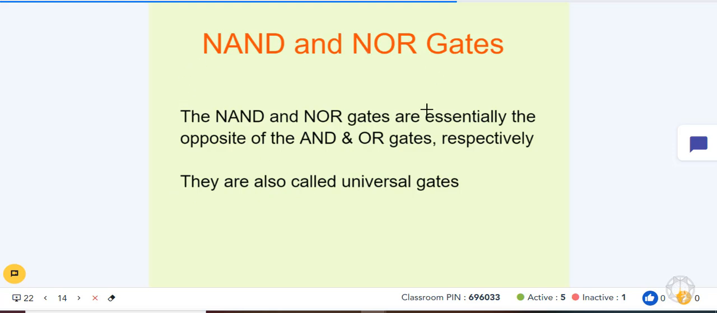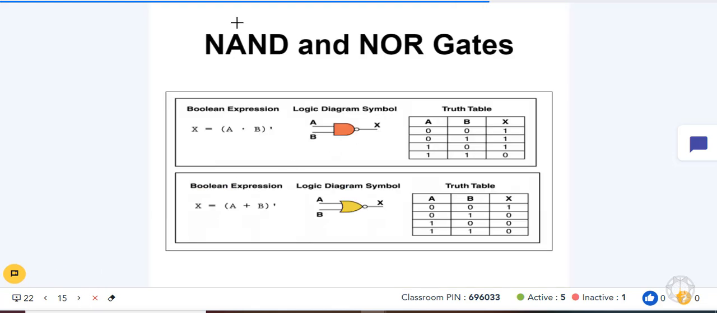In this diagram, you can see the Boolean expression, truth table and logical diagram for the NAND gate and NOR gate. X is equal to A dot B, whole dash, is the Boolean expression for the NAND gate. The logical diagram is a small bubble in front of the AND gate, and the truth table is exactly opposite to the AND gate.